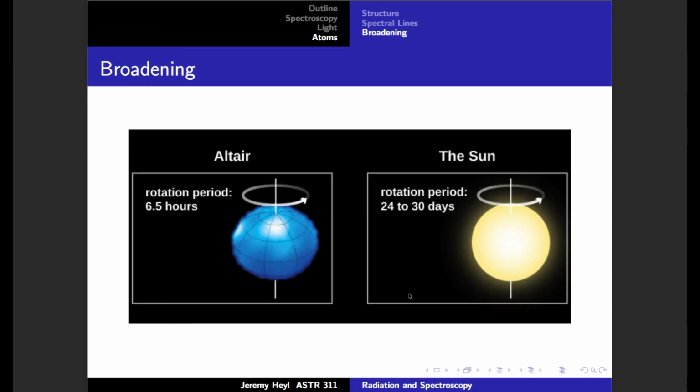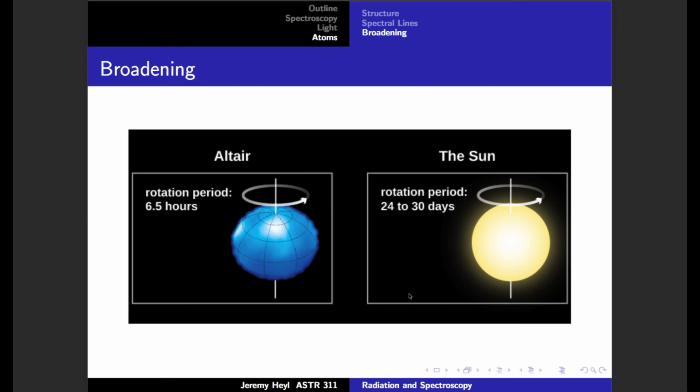So some stars rotate really fast. For example, the sun rotates about once a month. That's a coincidence. The moon goes around the Earth once a month. The sun goes around its axis once a month. Altair is a star in the constellation the Eagle, which is right next to the Swan, if you've seen the Swan in the sky. Altair rotates every 6 hours, right?